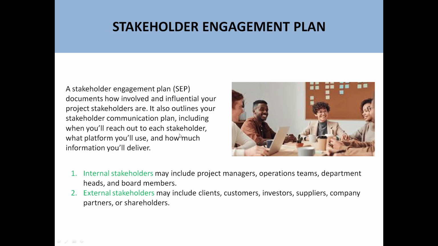There are mainly two types of stakeholders: internal stakeholders and external stakeholders. Internal stakeholders belong to your own organization or are inside the organization. For example, the project manager, operation team, functional division, board members. These are internal stakeholders. External stakeholders are outside your company or on the vendor side. For example, the customer, investor, supplier, company partner, third party providers, shareholders. All those are external stakeholders.